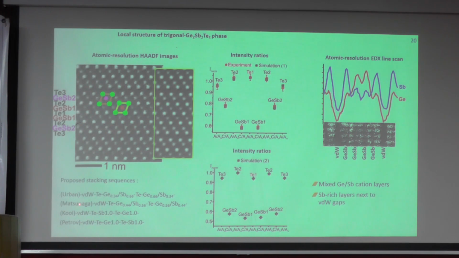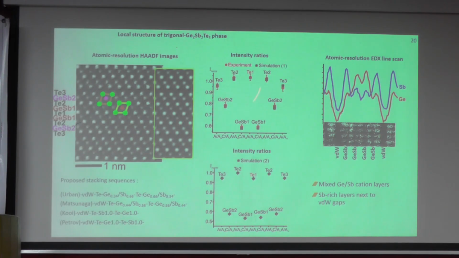One of the first models, for example by Kooi, was proposed based on TEM. He proposed pure antimony close to the van der Waals-like gaps. Petrov proposed germanium. Matsunaga proposed mixed layers consisting of germanium and antimony, from single crystal diffraction data. It also shows the formation of mixed layers, germanium and antimony, but with a difference in the occupancy of germanium and antimony on the cation sublattice.